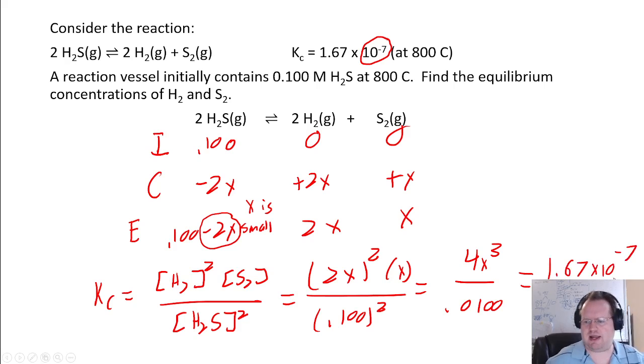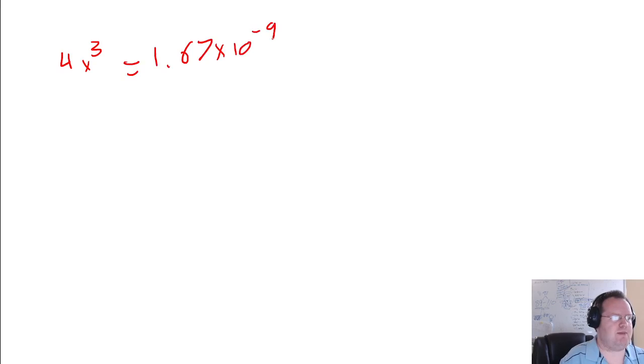Now, on the next slide, I'm just going to multiply both sides by 0.01. So my top is still the same. I have 4x cubed. And now I have it equal to 1.67 times 10 to the negative 9th. I multiply both sides by 0.01. Then I want to get x by itself, so I divide by 4. And that gives me x cubed is equal to 4.18 times 10 to the negative 10th.